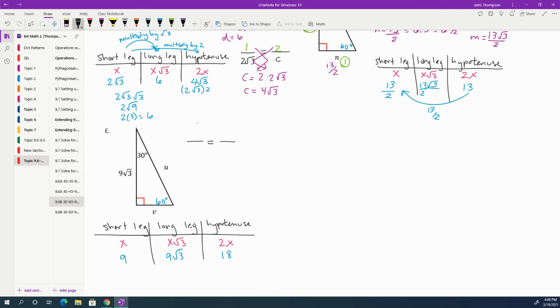If you set it up using the ratios, we would crisscross multiply to get 9 square root of 3 is equal to v square root of 3. Divide by the square root of 3, divide by the square root of 3. And then give v is equal to 9. Hopefully from there you can recognize that u is just twice.